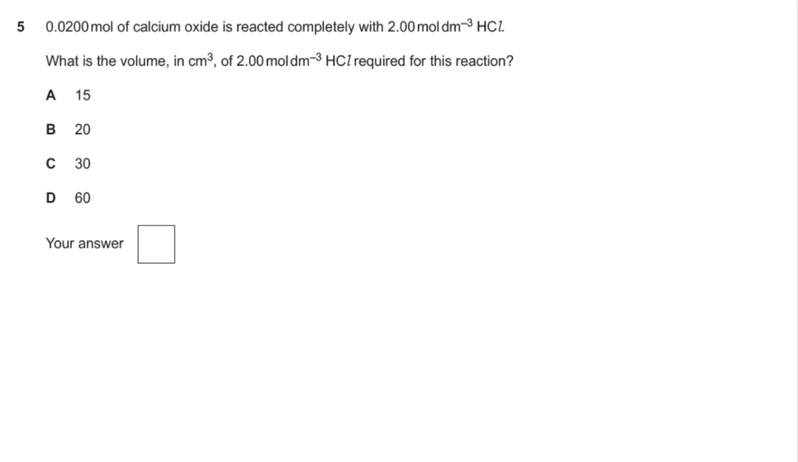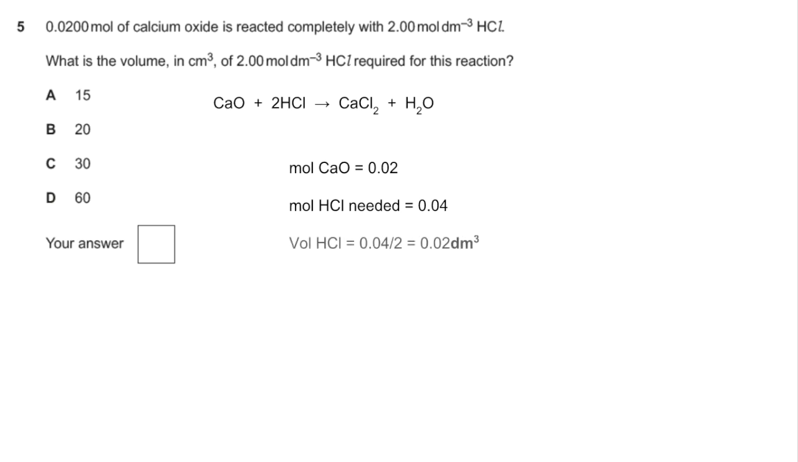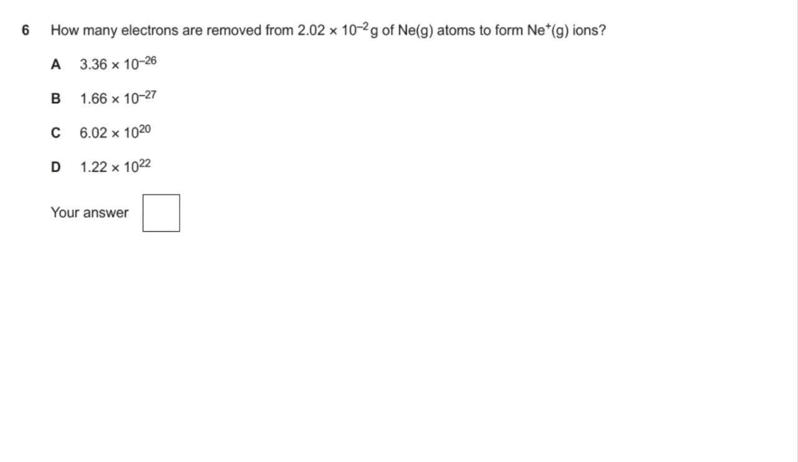Number 5. So this one's testing your knowledge of acid-base reactions. There's the reaction for calcium oxide with hydrochloric acid, and you can see we've got a 1:2 ratio between the oxide and the acid. We're told the moles of calcium oxide is 0.02, so therefore we're going to need 0.04 moles of the acid. We know its concentration, so volume is moles over concentration, but we're in decimeters cubed, so we need to change that into centimeters cubed by multiplying by 1000, and so the answer is B. Number 6.